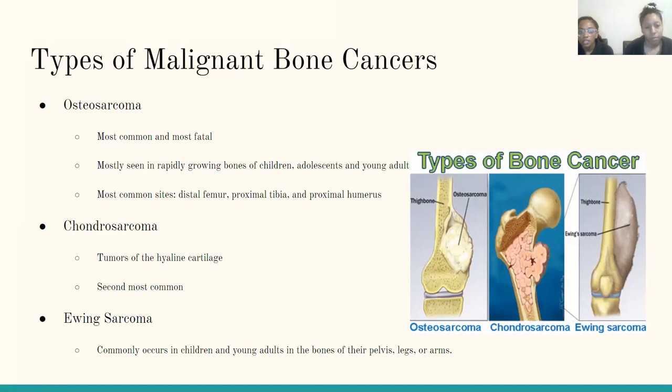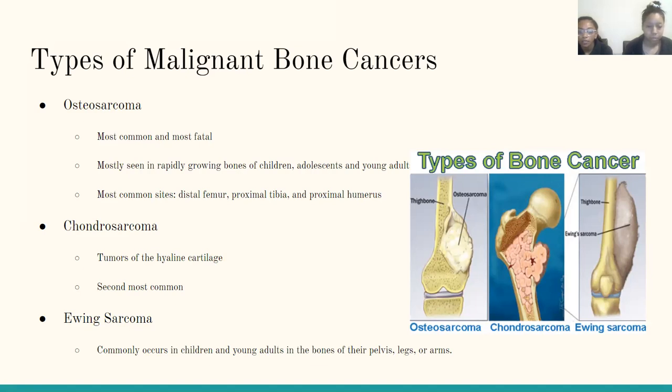Chondrosarcoma, which is the second most common form of malignant bone tumors, arises from the hyaline cartilage, and it rarely occurs in individuals that are under 20. So most individuals with this type of bone cancer are between the ages of 40 and 70, and it can be found in the pelvis, the femur, the humerus, the spine, the scapula, and the tibia.